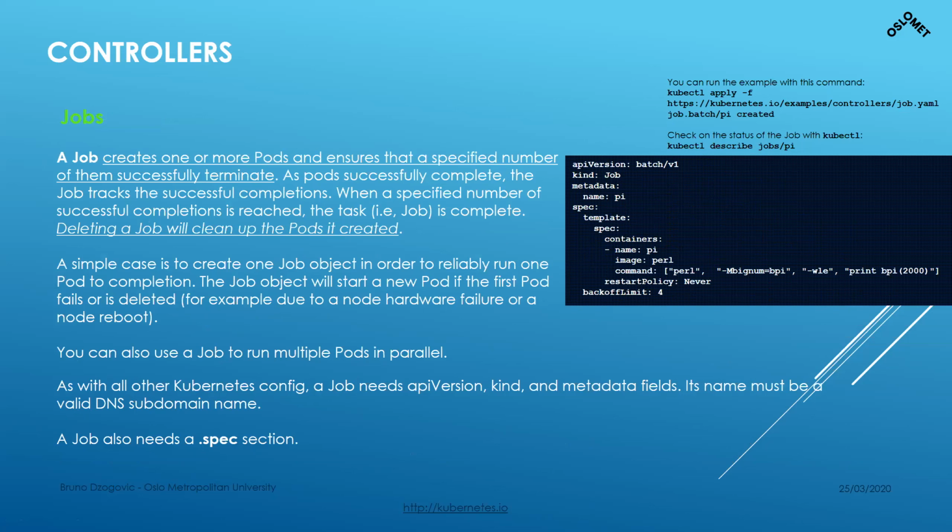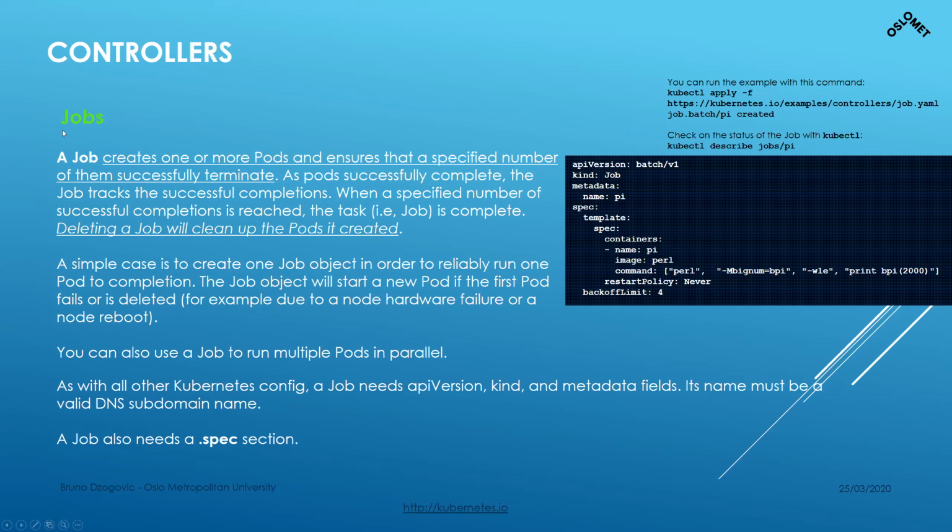So there are also jobs. The jobs create 1 or more pods and ensure that a specific number of them successfully terminate. As pods complete, the job tracks the successful completions, because a pod is not an eternal entity. The pod is meant to die. So the pods get killed because of various reasons. They have a specific execution time, they can be overwhelmed, or it can be any kind of reason. So the pods are known to be temporary, and the jobs make sure that this is done in a clean way.